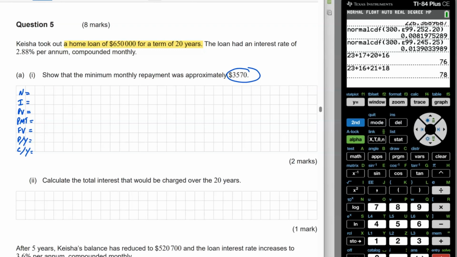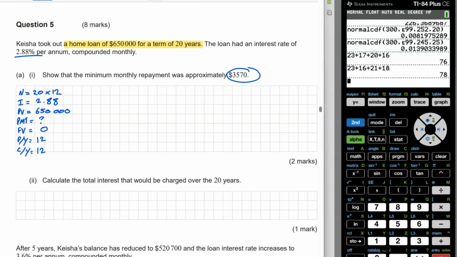So we're going through, it is going to be compounded monthly, so our PY and CY will be 12, and it's for 20 years. So we're going to do the 20 times 12 at the top for the number of compounding periods, at an interest rate of 2.88%. Now our PV here, because it's a loan, has to be positive, so it's going to be $650,000. The payment is what we're going to try to find, hopefully around that 3,570 mark. And because it's a loan, again, we're going to have a future value of 0 because we want to pay off the whole thing at the end of the 20 years.